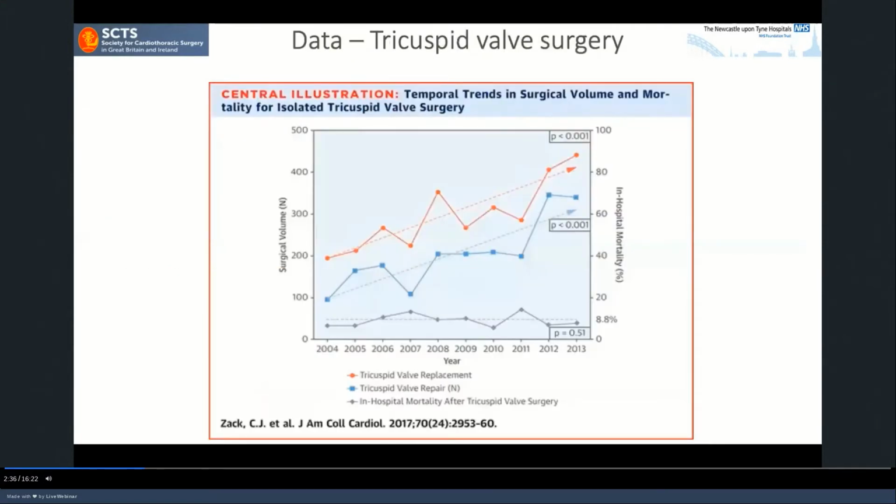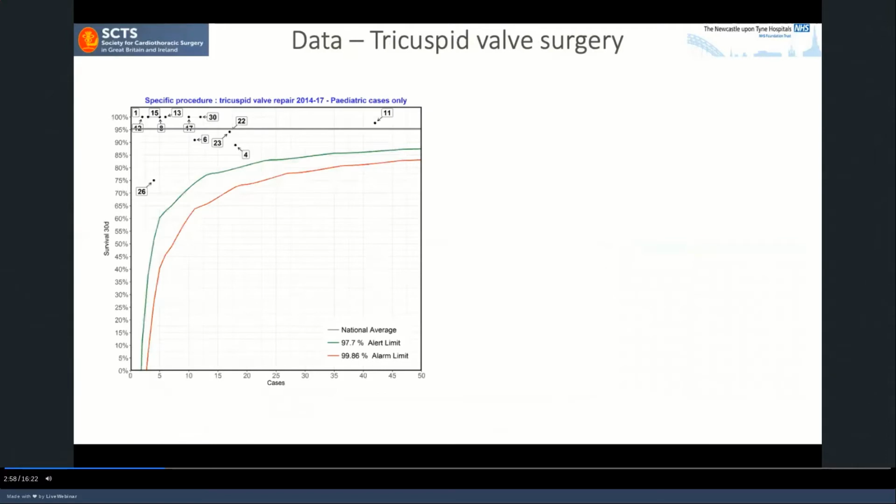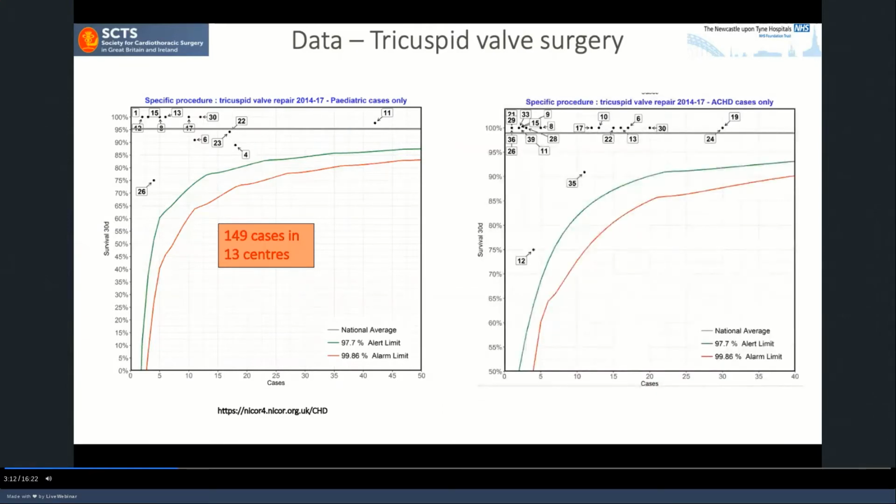So when we talk about risks and benefits of tricuspid valve surgery, this data from 2017 shows why the surgical community are a bit wary of performing isolated tricuspid valve surgery. It comes with a high mortality between 8 to 10%. But I suppose the story for congenital heart disease and tricuspid valve surgery is slightly different. So here is the data from the UK National Audit Database in pediatric cases from 2014 to 17, from 13 centers taking about 149 cases. Similarly, we've got data in the ACHD population from 21 centers nationally.